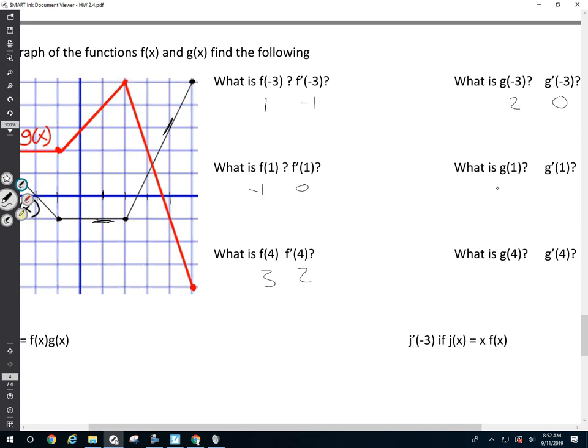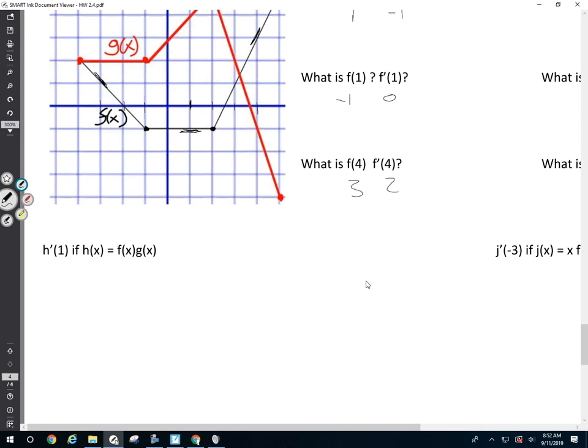What is the slope of this line? That's 1. g of 4 is negative 1, slope of the line, negative 2. Okay, so keeping in mind how we find those values: these are function values, they're y coordinates, these are tangent slopes, slopes of the line segments. All right, here we go.